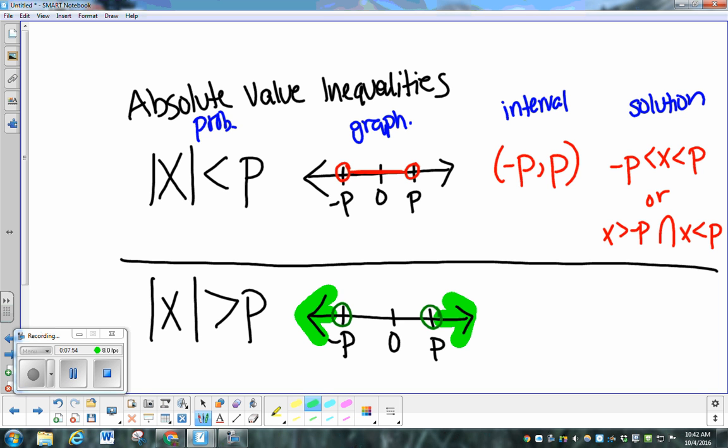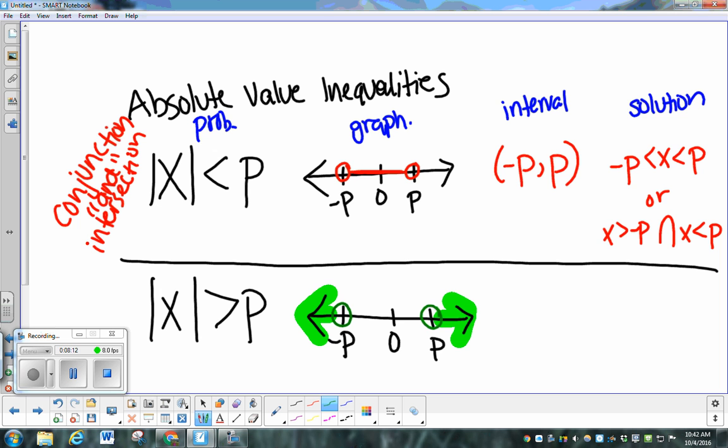So this one is not a conjunction. This is a disjunction. So our first one, that ends up being a conjunction, an and statement, which is an intersection. This one ends up being a disjunction, which is an or statement, which is a union. Two different things going on here.